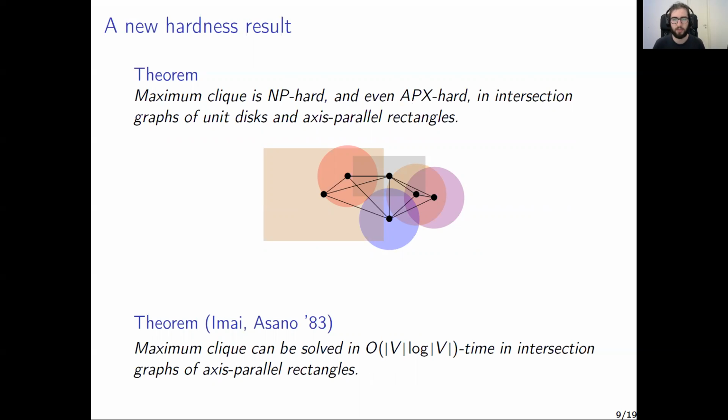And our result is maybe a little surprising, because we have seen that one can compute in polynomial time a maximum clique in unit disk graphs. And also, it was known since the 80s that you can solve maximum clique in polytime in intersection graphs of axis-parallel rectangles. But here, what we could show is that if you allow both unit disks and axis-parallel rectangles in your representation, then the problem becomes NP-hard and even APX-hard.